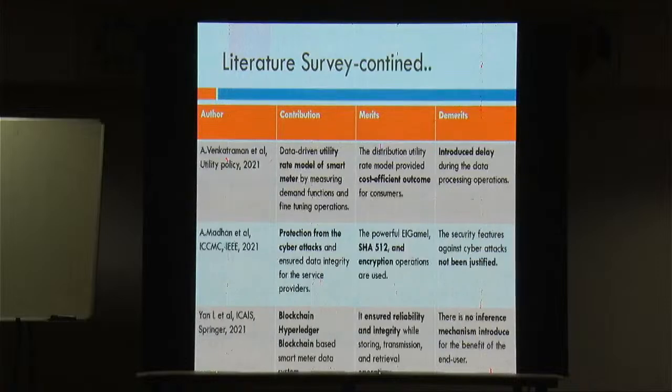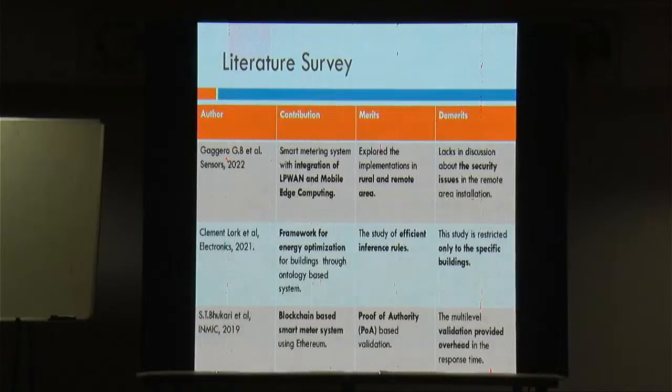The next one, they developed a framework for energy optimization. They provided efficient inference rules, but it is constrained to particular buildings, not applied to domestic or any industry. And the next one, a blockchain-based smart meter system, provided proof of authority, but every time it validates the user, that adds overhead on the response time.